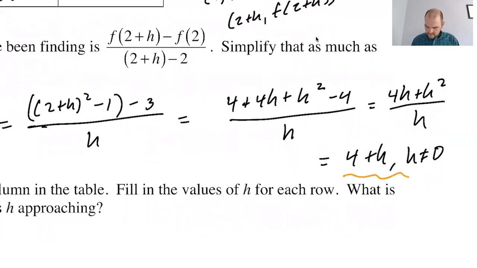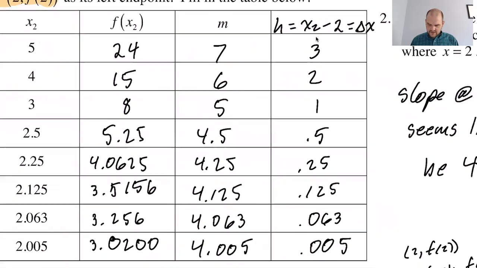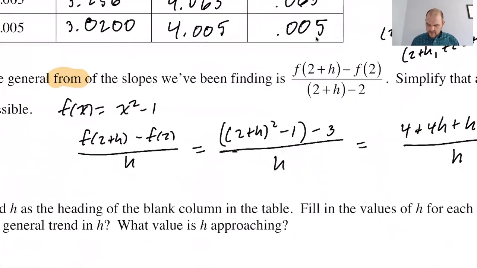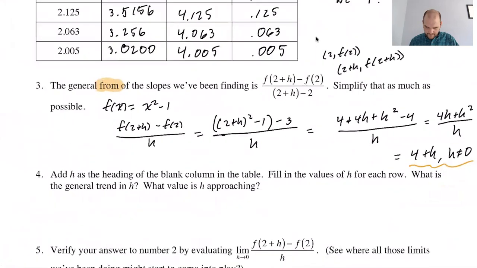So this thing is consistent with the observation that we made up here, that the slope always just seems to be 4 plus whatever h was, right? So 7 is 4 plus 3, 6 is 4 plus 2, 5 is 4 plus 1. I could keep going, but I feel like you get it. So look at that. We simplified this, and we literally ended up with 4 plus h. That is definitely the pattern that's happening here, which is very cool.